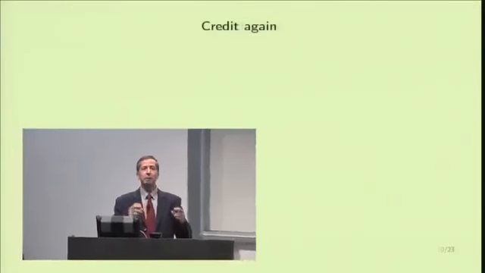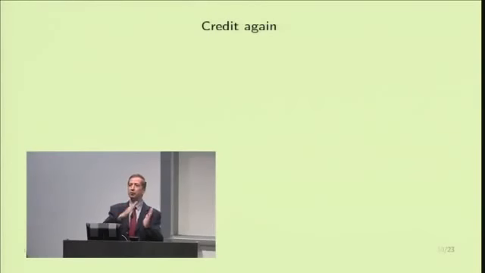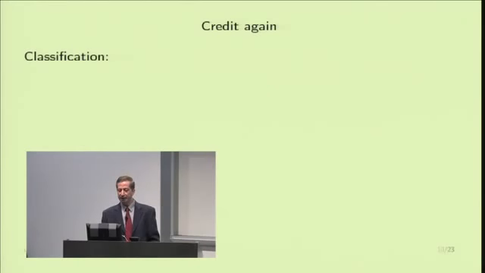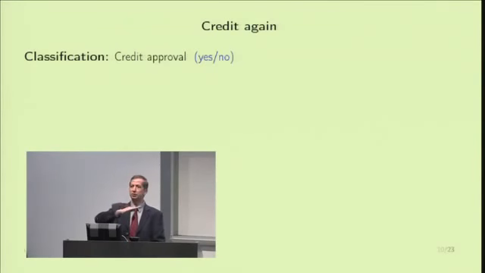Okay, so in order to build it up, we are going to use the credit example again in order to be able to contrast it with the classification problem we have seen before. So what do we have? We have in the classification, we have the credit approval, yes or no. That's a classification function, binary function, which says the output is plus or minus 1.